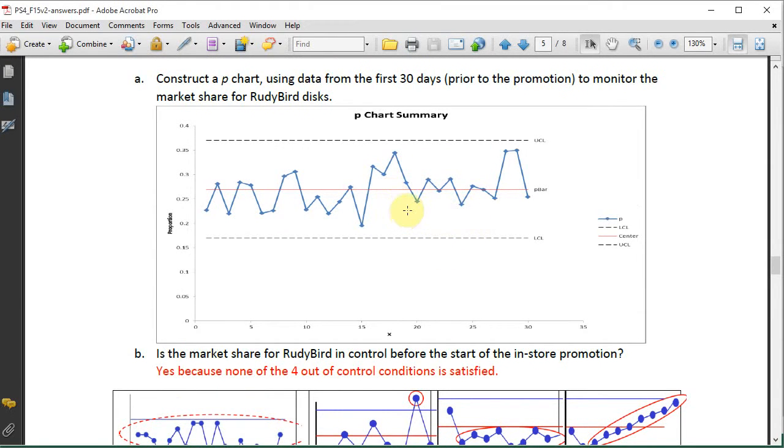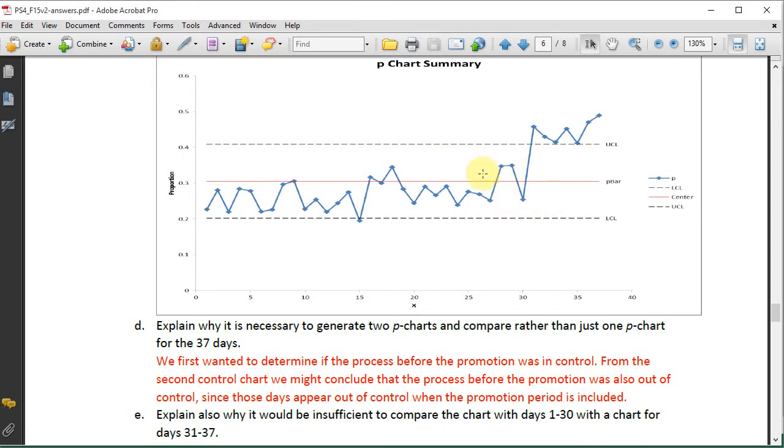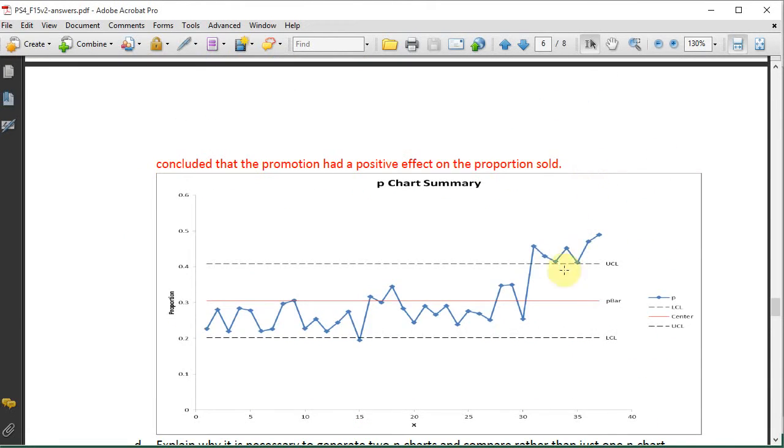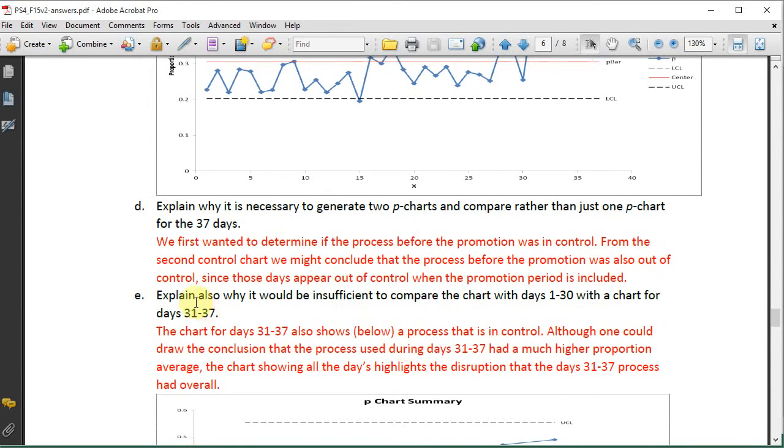If the original process was not in control, then why go any further? We need to get that in control first before we can compare it with something else. And so we demonstrated that, and then once we add the last 7 days, we see that it goes out of control for that reason. And the E here, the last one, is explain also why it would be insufficient to compare the chart with the first 30 days with a chart for just 31 through 37.